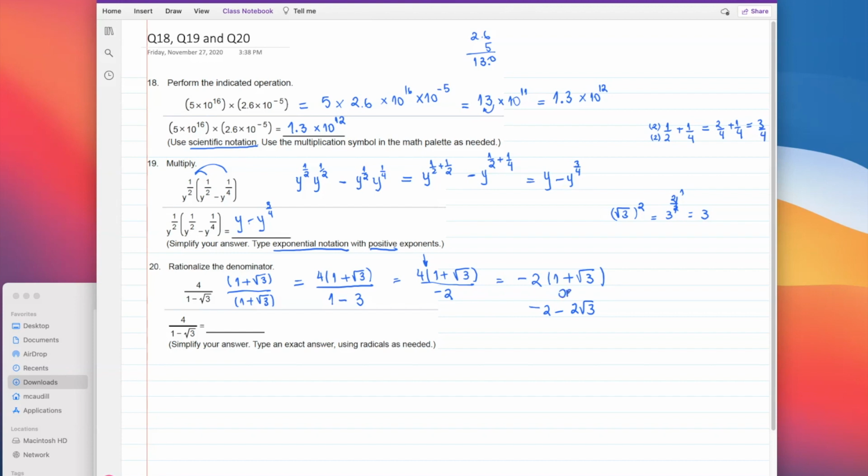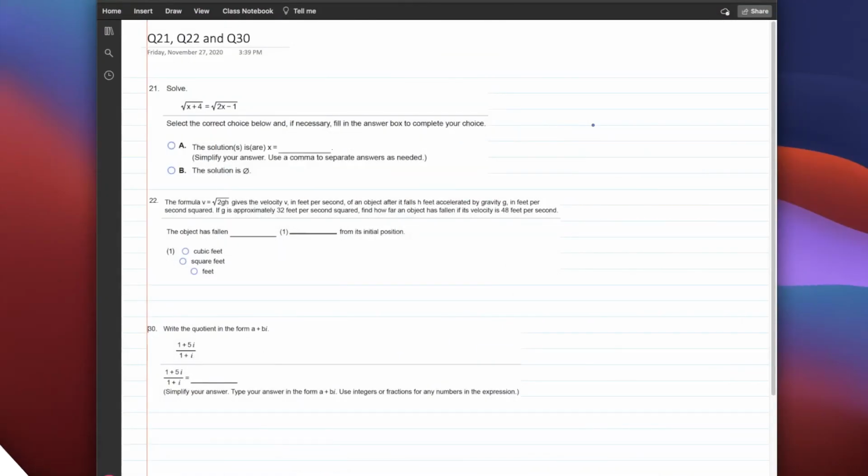Either way works. The distribution is not necessary, and I will go for the less work without the distribution. Questions 21, 22, and 30. I jump to 30 because those three questions conclude the assessment for module 3.